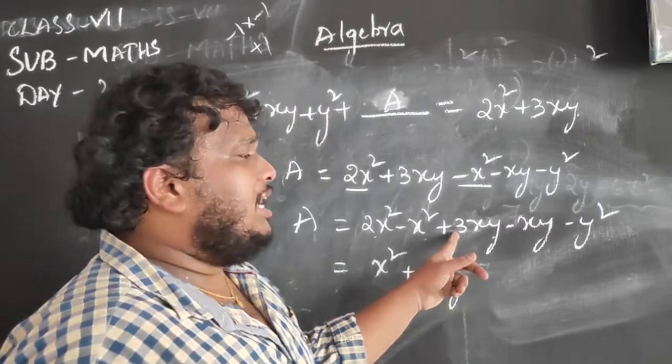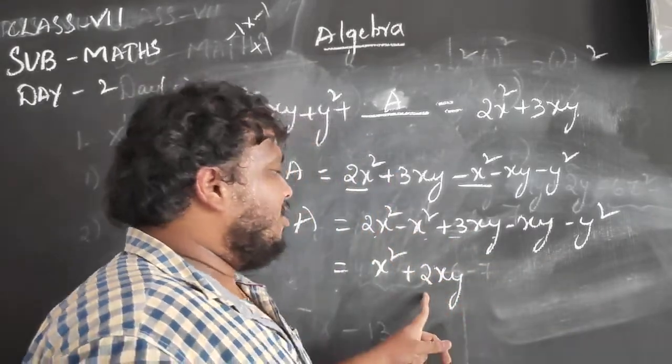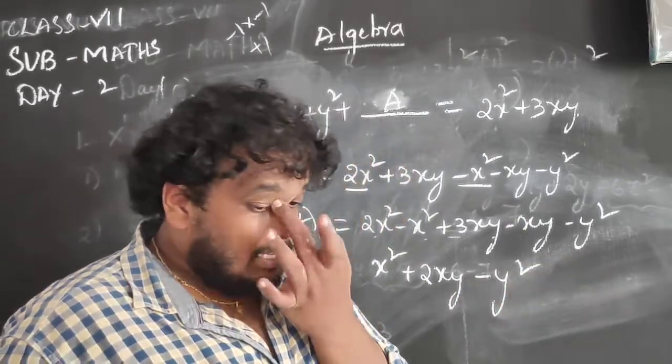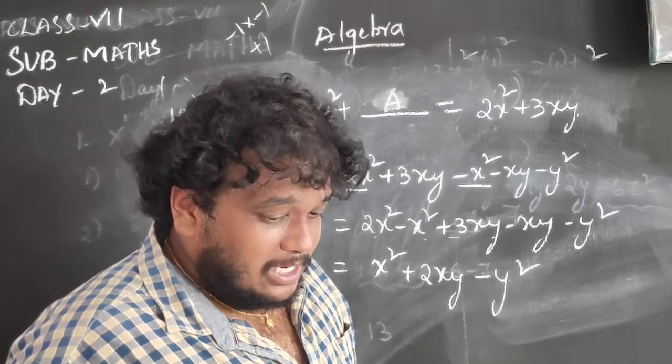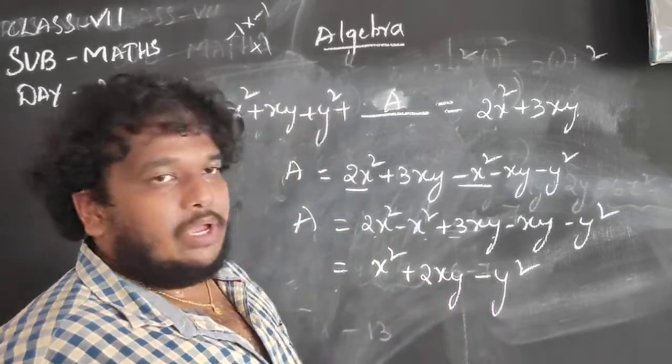Why? Because from 3xy I have to remove 1xy. It will become 2xy and minus y square. So option 3 is your correct answer. That is x square minus y square plus 2xy.